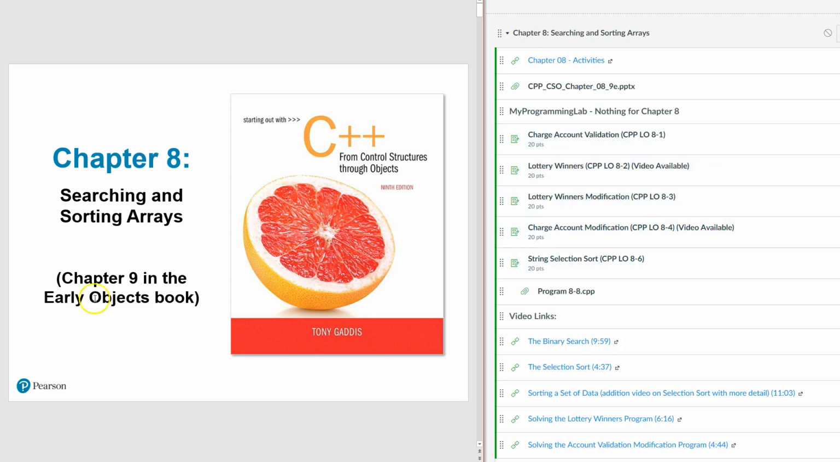And if for some reason you're using chapter 9 in the early objects book, I think they're a little bit different order, but I can't remember for sure. But I think almost everybody this semester is using the right edition, so that's good.